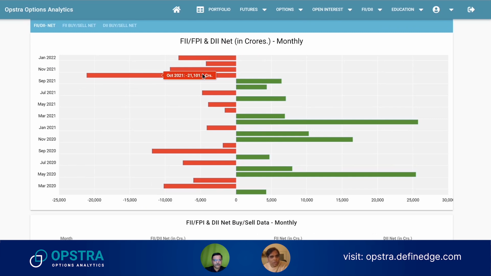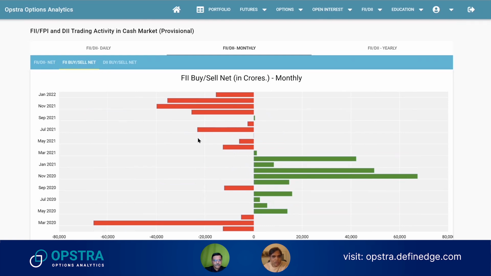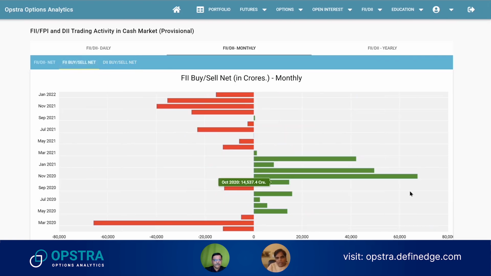So in the last 4 months, the FIIs have been selling, and the DII is the net. So this is the FII only, and this is the DII only. So DIIs have been buying from March 2021, and FIIs have been buying from April 2022, March 2021. So they're kind of taking opposite positions.